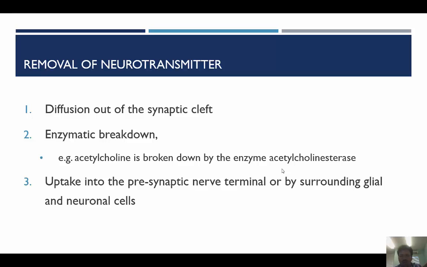That's the second way in which we can stop the neurotransmitter acting and remove it from the cleft. And the final way is by uptake into the presynaptic terminal or into surrounding glial cells. These glial cells and the presynaptic terminal sometimes have receptors that take the neurotransmitter back into themselves, and in so doing, remove the neurotransmitter from the synaptic cleft. And therefore, that also stops synaptic transmission. So, our three ways of removing the neurotransmitter are: one, diffusion out of the synaptic cleft; two, enzymatic breakdown by specific enzymes; and three, uptake of the neurotransmitter back into the presynaptic cell or into the surrounding glial cells. Once that is done, the process of synaptic transmission is complete and things return to normal.